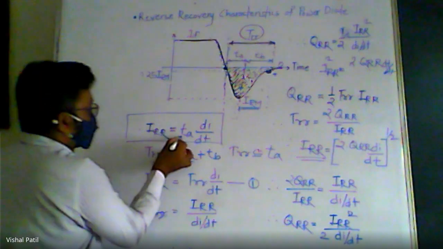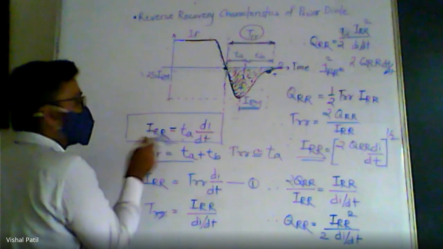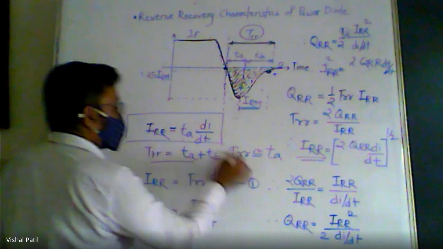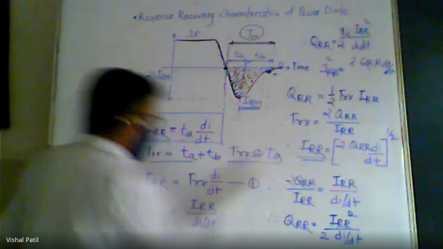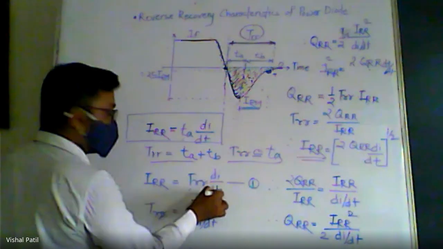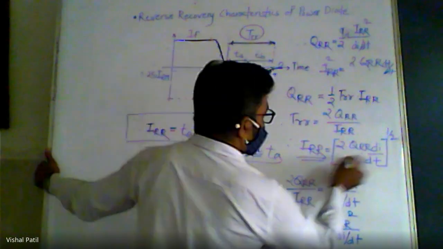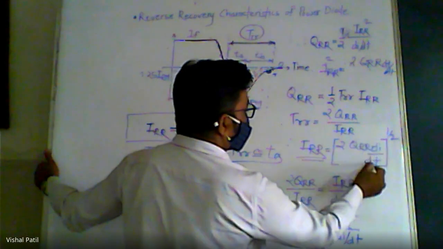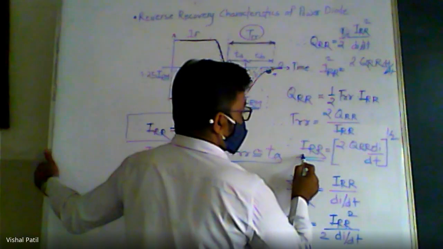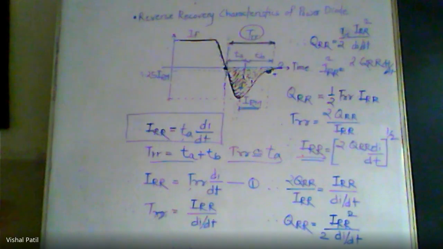Now we are assuming that these two time intervals are very small, so you can assume TA corresponds to TRR here. So you can replace TA from that equation, so IRR is equal to TRR into di by dt. So this is the relation between the reverse recovery charge, the rate of change of current, and the reverse recovery current. This is the analysis of the reverse recovery characteristic.